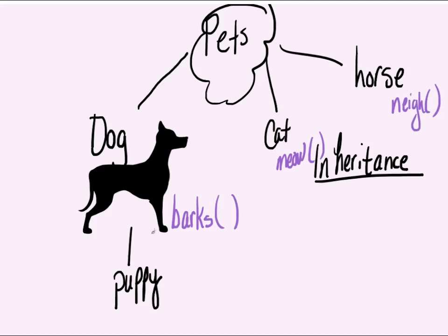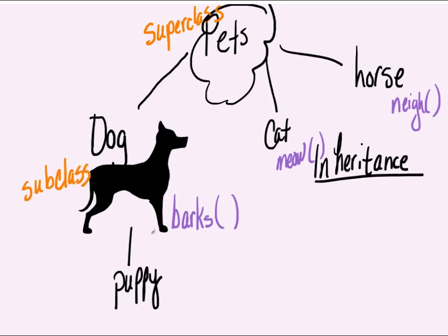So the way that this works, the nomenclature that we use, a lot of people will talk about parent class and subclass. So in our situation, the pets is the parent class. Dog and cat and horse are all children or child classes or subclasses. And then puppy is a subclass of dog. We also will use the term in Java where this is a superclass. And then the children classes, those would be subclasses.